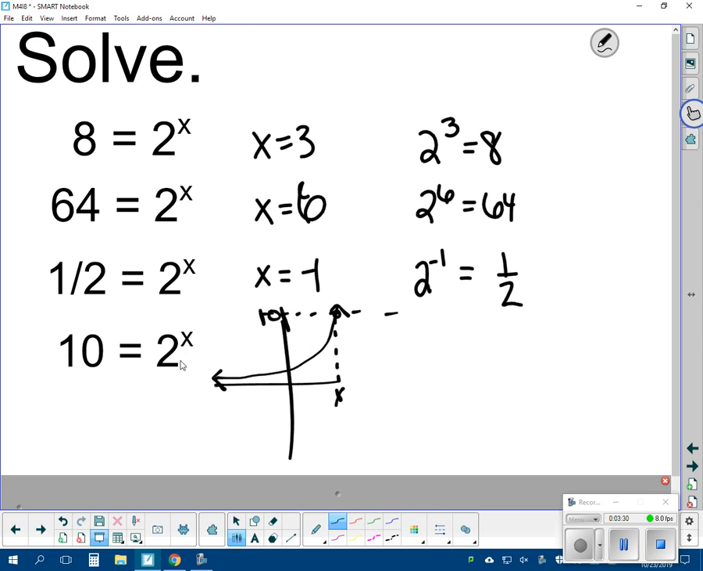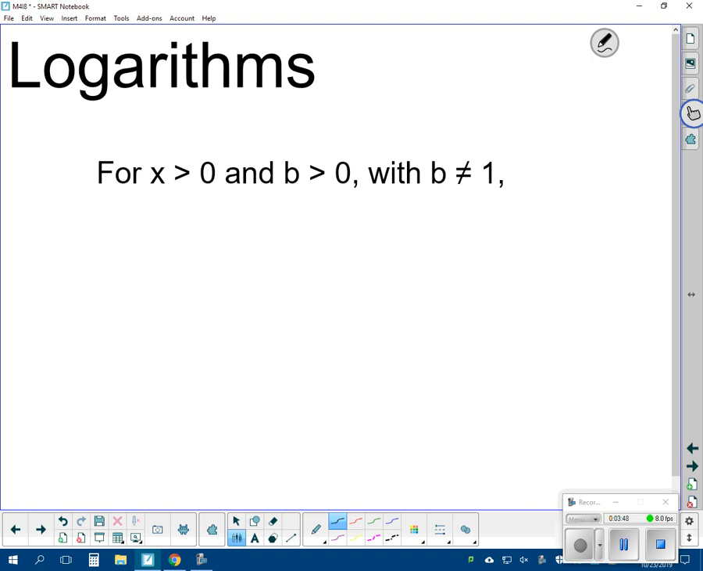So when we solve equations, we're always using inverse operations, right? If I have x plus 5 equals something, I have to subtract 5 on both sides. If I have 2x, I have to divide by 2. So what we need is an inverse operation to a variable in the exponent, and that is logarithms. So here's how we will define a logarithm. For x greater than 0 and b greater than 0, with b not equal to 1. Okay, so that's your precursor information that you need.